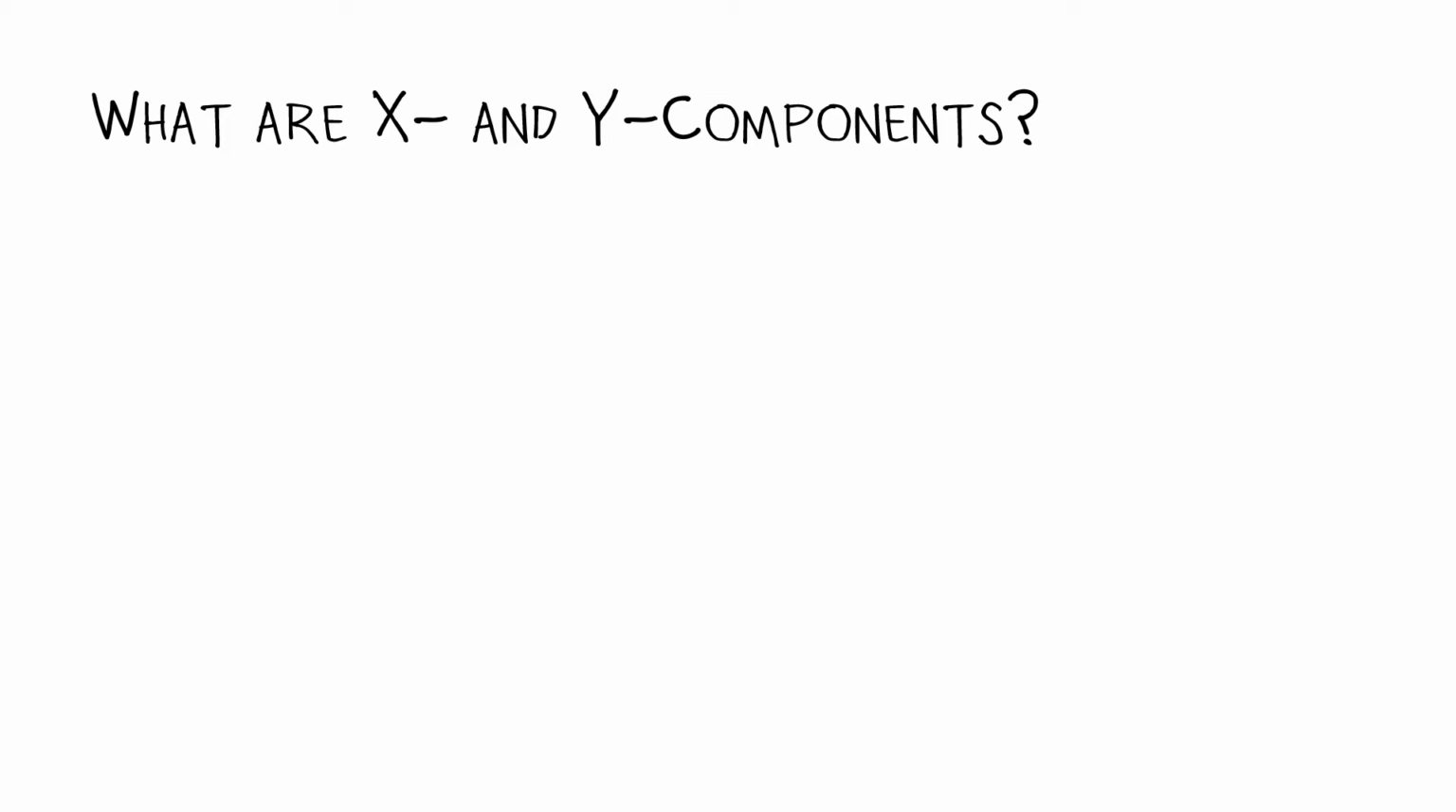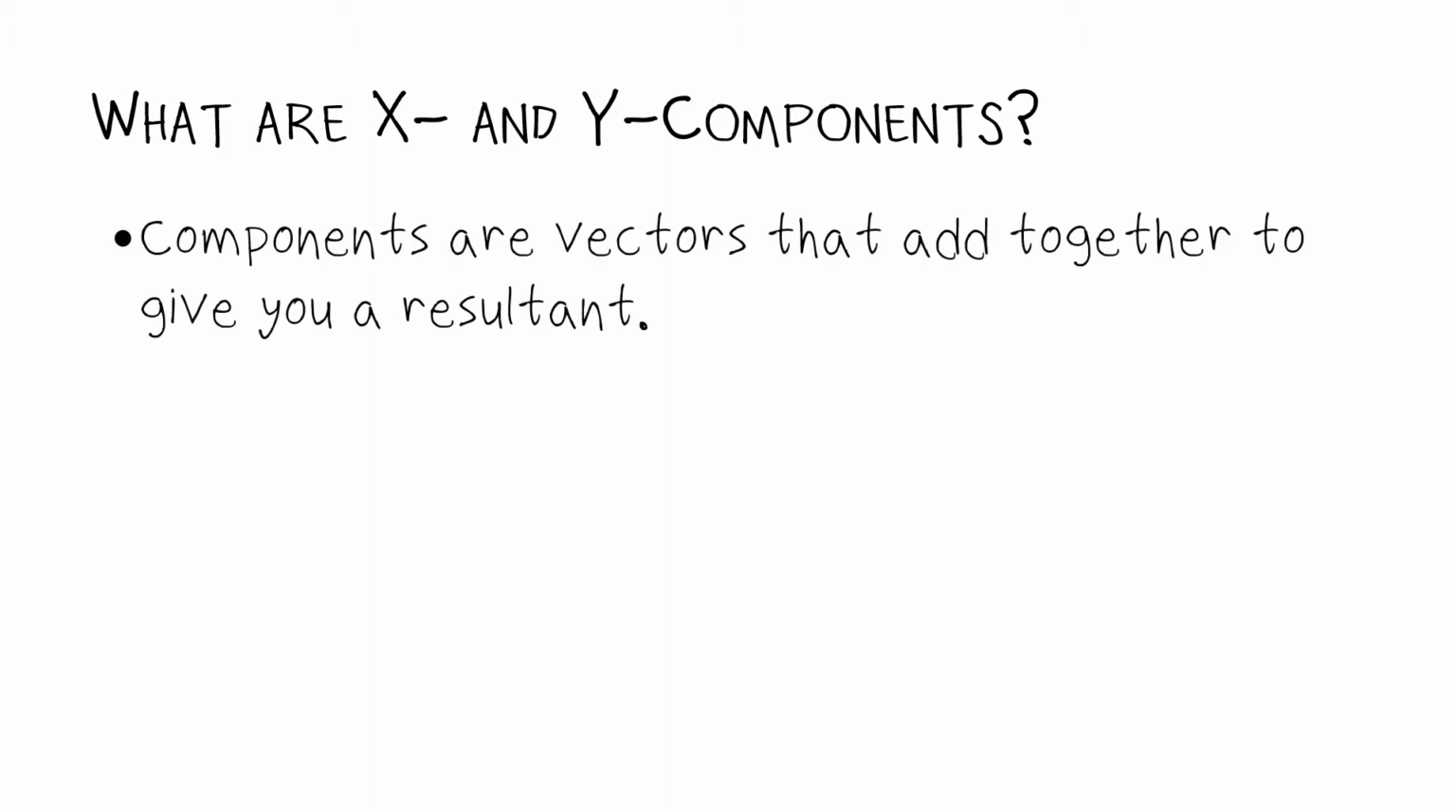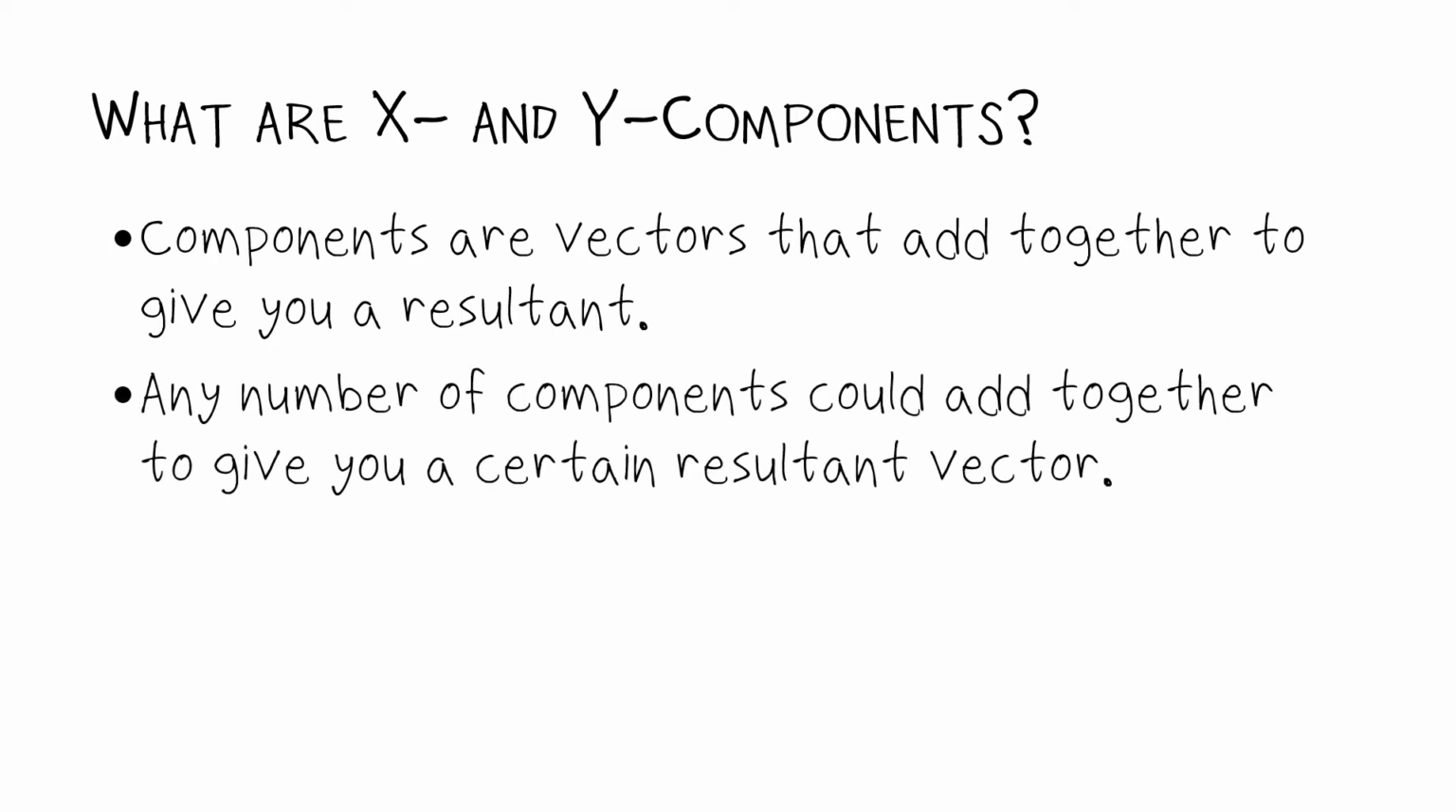So you could get a customized stereo based on how much money you wanted to spend and what you wanted it to do. In that same genre, components in a vector context are the vectors that add together to give you the resultant. They're the pieces that come together to make the whole stereo, if you will. And you can get any number of vectors to add together to give you any sort of value you want.